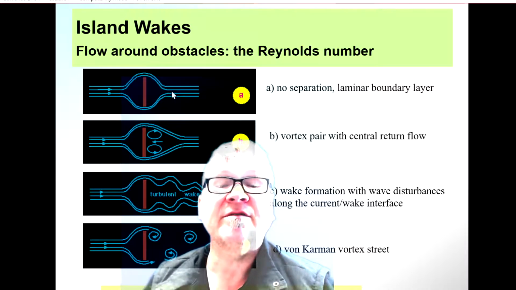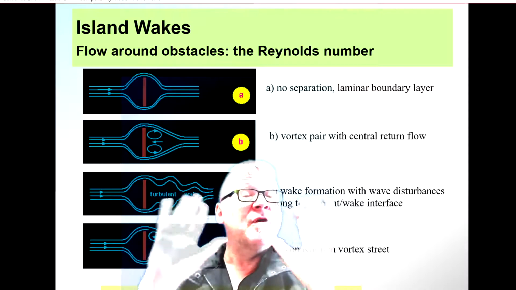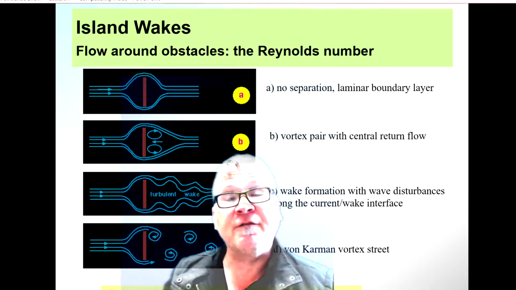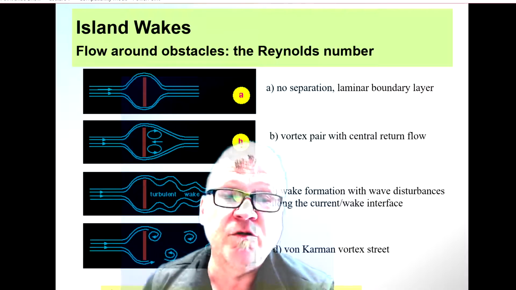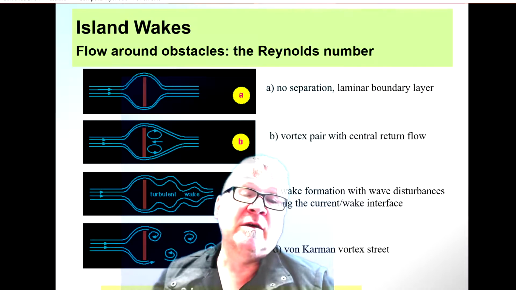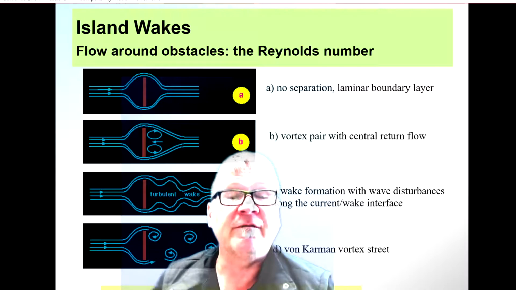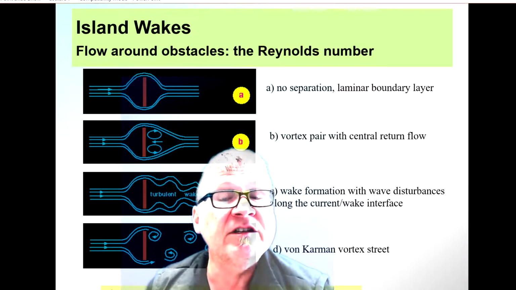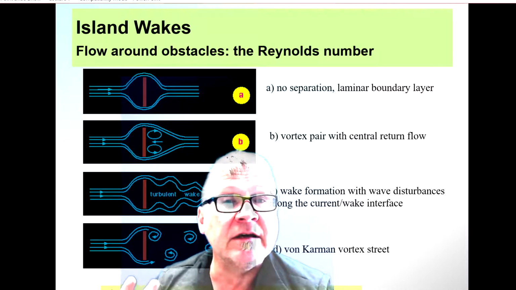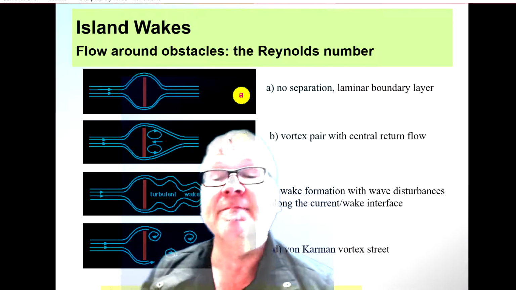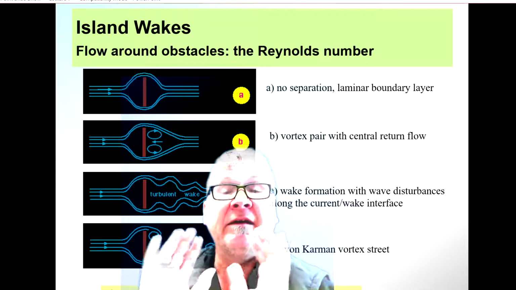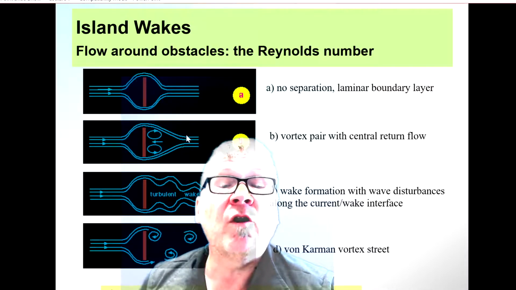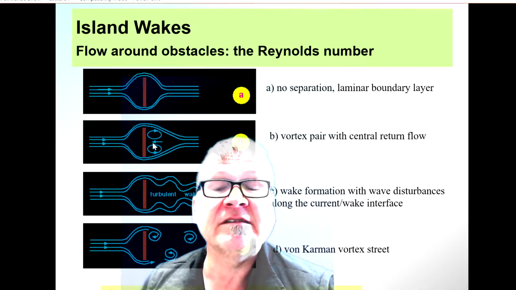If you then increase the Reynolds number, you can do that by different effects. You use a different fluid with a different viscosity, or you increase the flow speed, or you change the size of your object. Anyway, if you have a higher Reynolds number, what you get is a feature that we call a return flow.